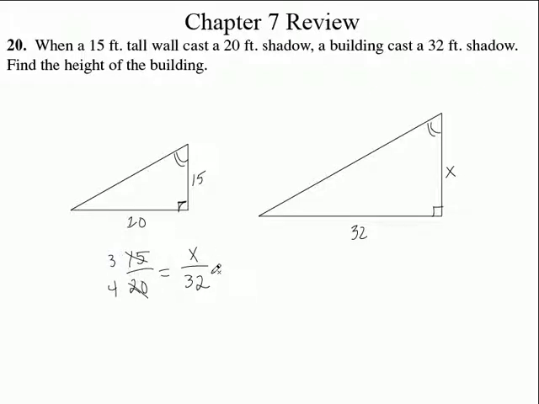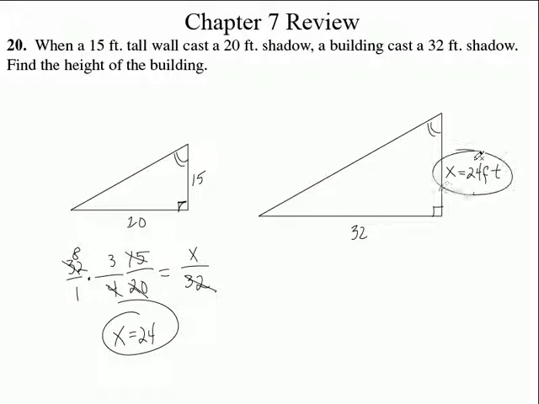Alright? Let's get rid of the 32, so we multiply both sides by 32. So that'll go. So watch. Multiply that by 32. There's all kinds of ways you could do this. This is just how I chose to do it. Let's see. 4 goes into 32 8 times. 8 times 3 is 24. So x is 24. So that means the height of the building is 24 feet.